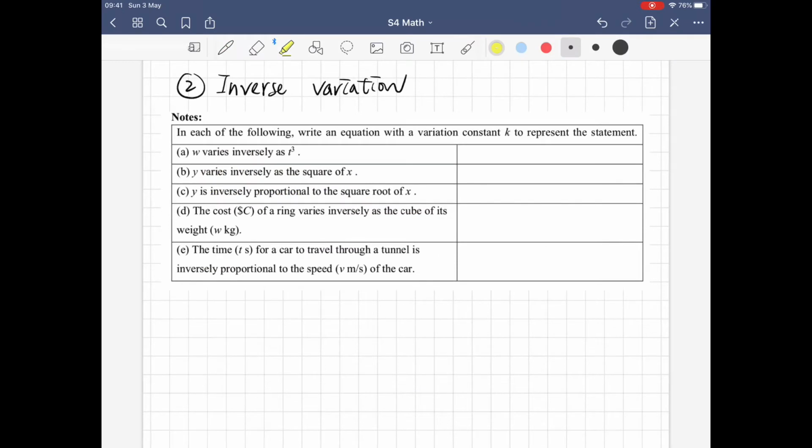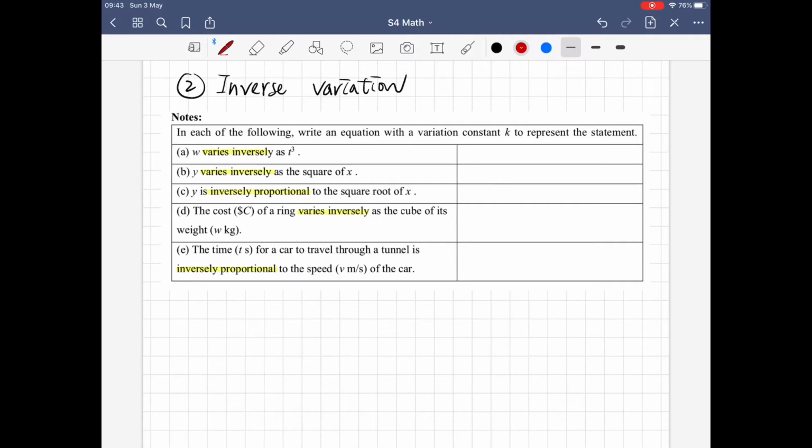The second variation is inverse variation. And again, the first step, we have to identify the keywords representing inverse variation. And what are they? Part A, varies inversely. Part B, varies inversely. Part C, inversely proportional. Part D, varies inversely. And part E, inversely proportional. So when you see these kinds of keywords, they remind us to use inverse variation.